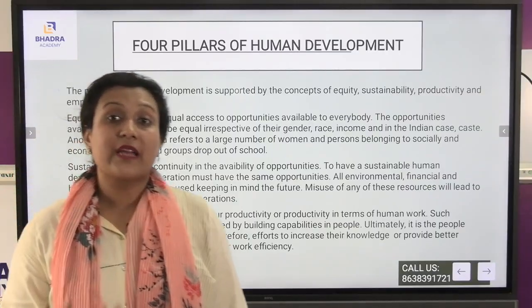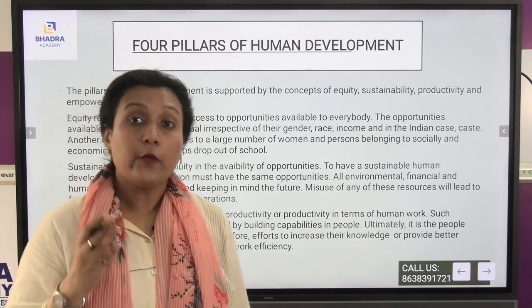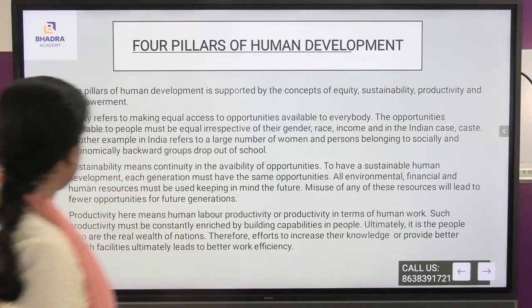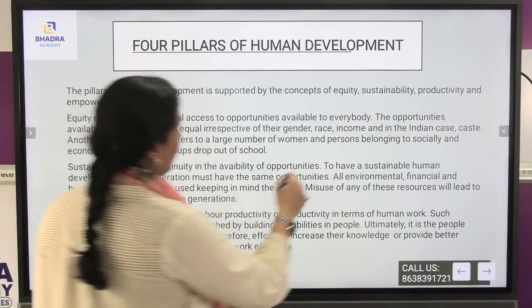Now, we will be understanding the meaning of equality, the first pillar of human development.